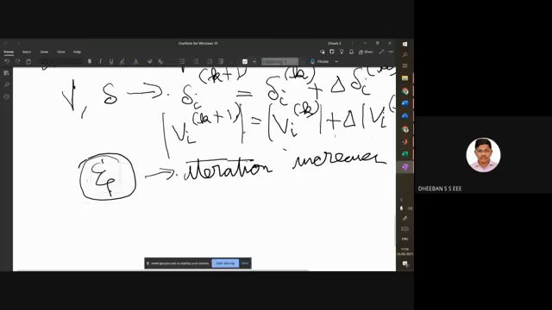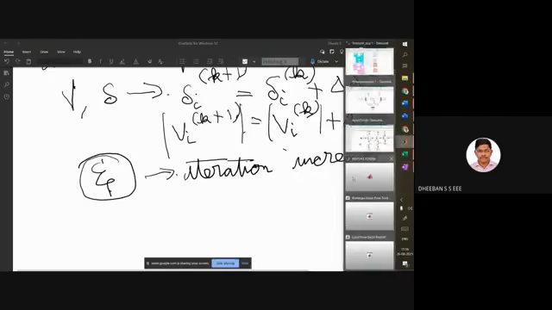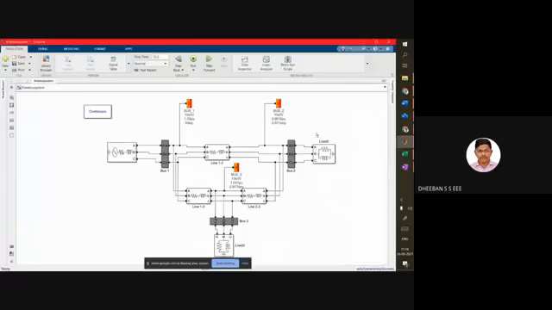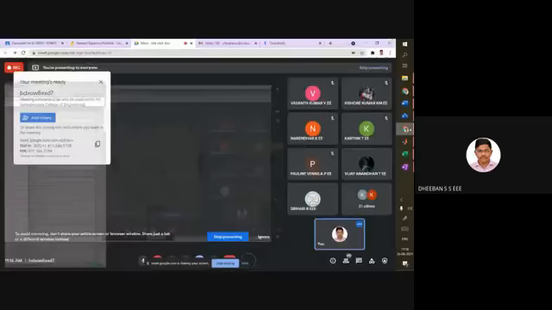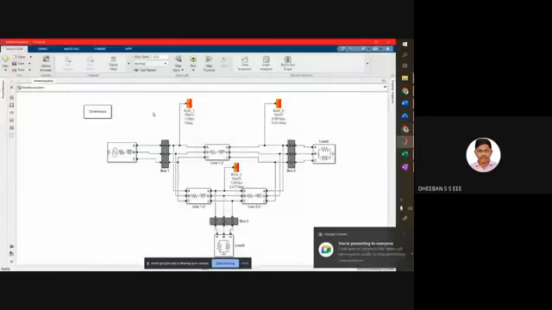Wait, I'll be telling you. So you just confirm with me whether this MATLAB window is visible. Yes, sir, it is visible, right?